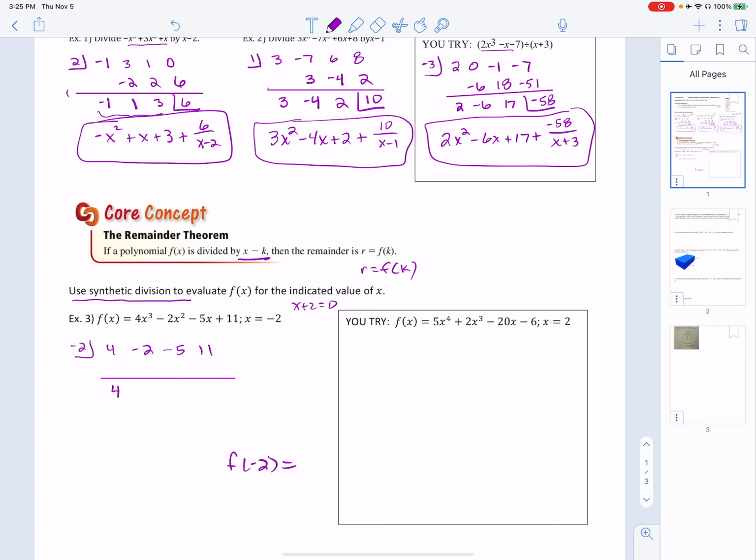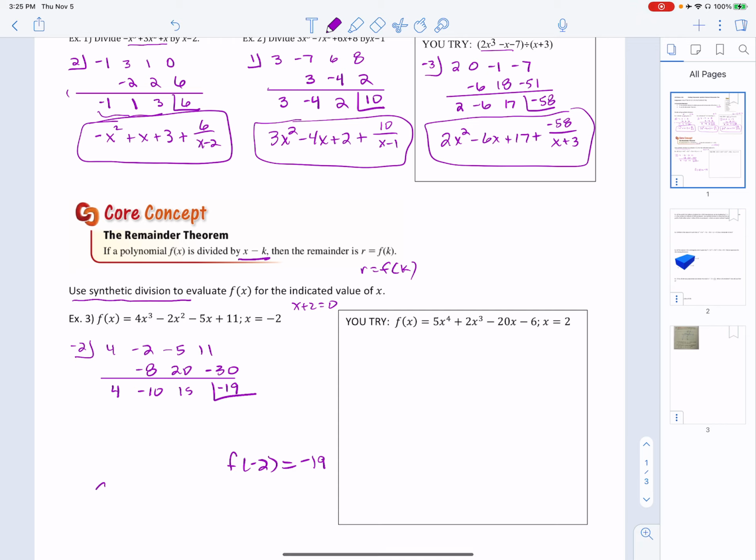And then bring down the 4 and multiply times negative 2, and add and multiply by the negative 2, and add and multiply by the negative 2, and we get a negative 19. And that remainder is what you would get if you put negative 2 directly into the polynomial. And I think actually doing that synthetic division is better than if you just plug it in.